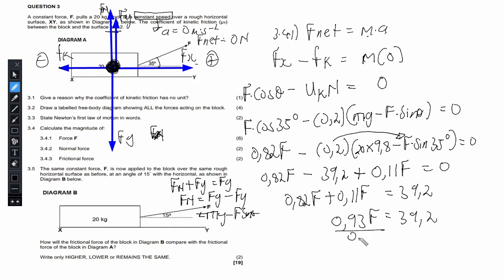And then dividing both sides by 0.93, my F is supposed to be what? 39.2 divided by 0.93. This is going to give me 42.15 newtons. Okay, and that's it. That's how you were supposed to calculate that up until you arrive at that answer there.